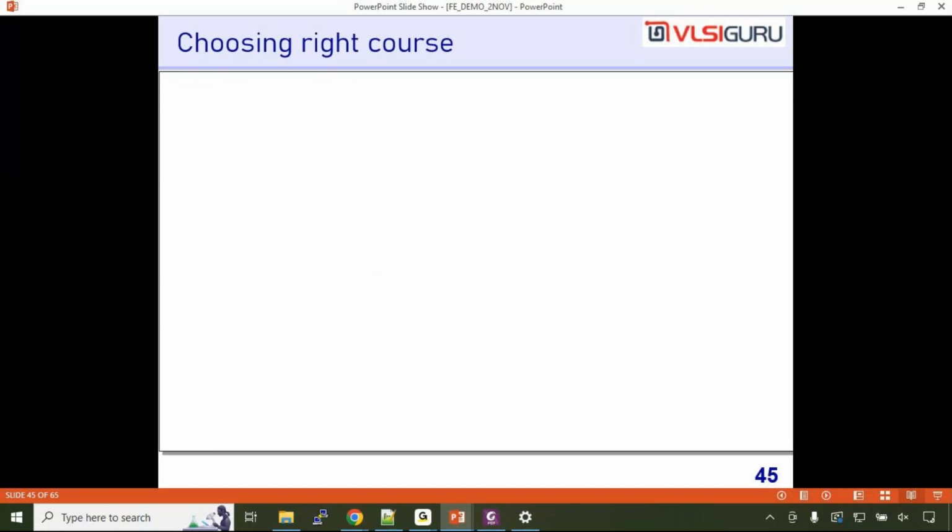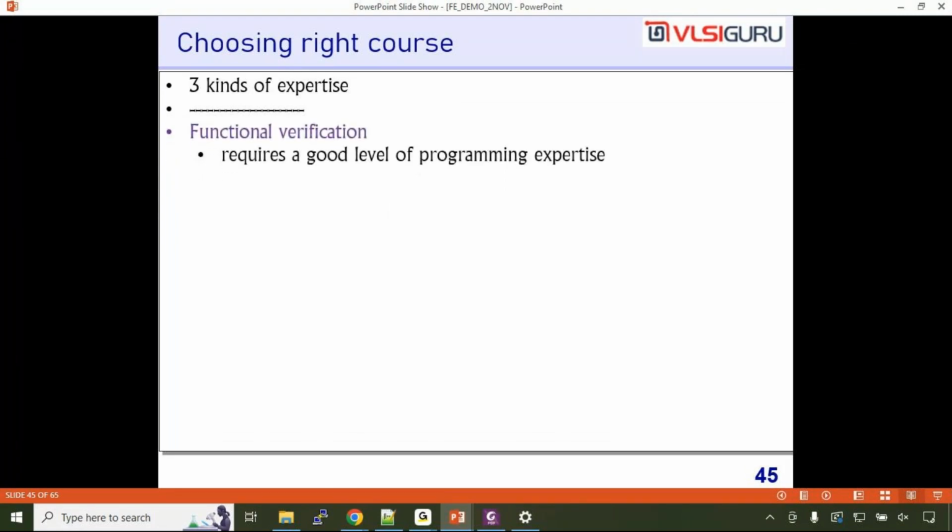So now comes the next part. How do you choose the right course? First thing is you should think from three kinds of expertise. You should go for functional verification if you are comfortable with programming. Like I said, you are very good with C++ or Java. Or someone is already working in a software job and wants to switch to VLSI. They're already good with C++ Java. They should go for functional verification. It has good job opportunities.